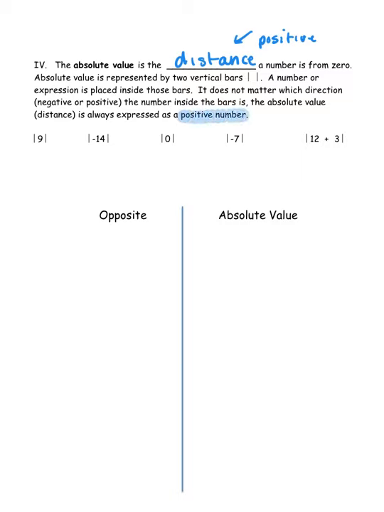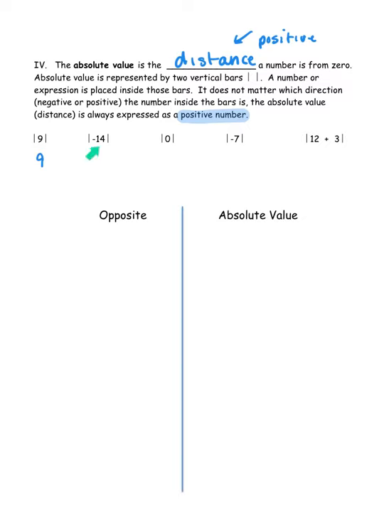So if we look at our first example, it says the absolute value of 9. So right here we're looking at this, the absolute value of 9. So we're going to state that as just 9. It is 9 units away from 0. We don't care which way it goes.